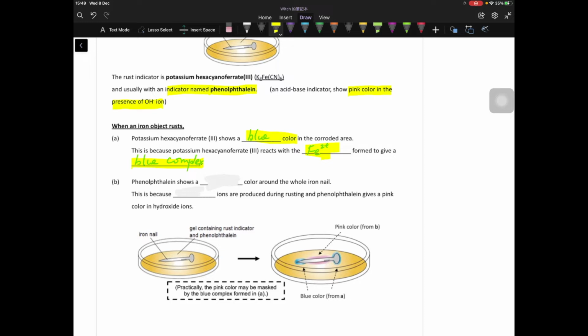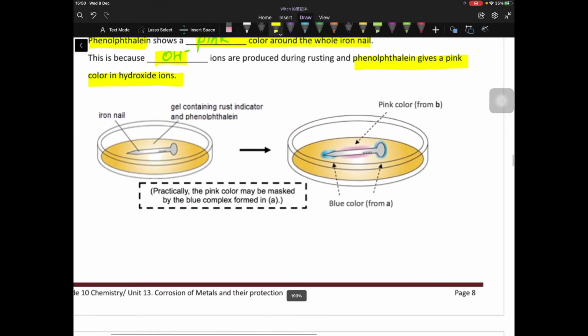But on the other hand, how can we know that hydroxide exists? Now, this is phenolphthalein's turn. Phenolphthalein shows pink color around the whole nail. Now, I rephrase again, this is around the whole nail. Because the iron nail is a conductor, that means the whole nail will lose electron at the same time. And as we mentioned before, because the hydroxide ion is produced, the phenolphthalein will give pink color to it. And the result will be something like this.